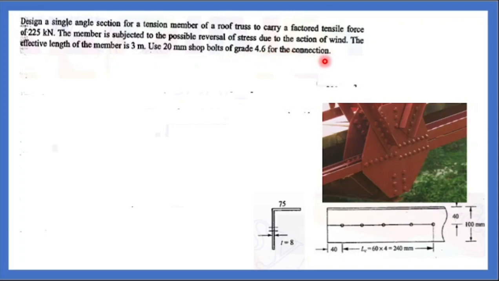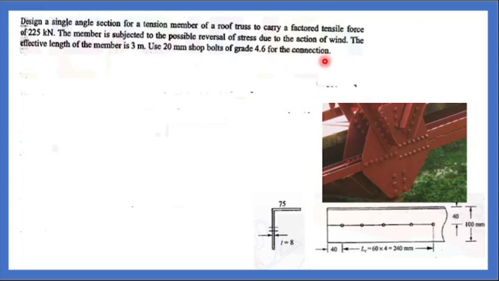How to design? Force is given. Formula to find area of a member which is having direct force, direct stress. Formula for stress, load by area. Load is given, what is the load? 225. The stress is also known, what is the stress carrying capacity? You can take the material yield strength as 250. You can assume Fy is 250 and Fu is 400.